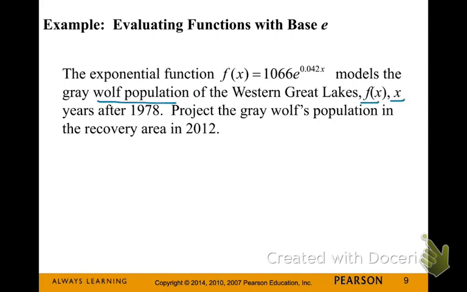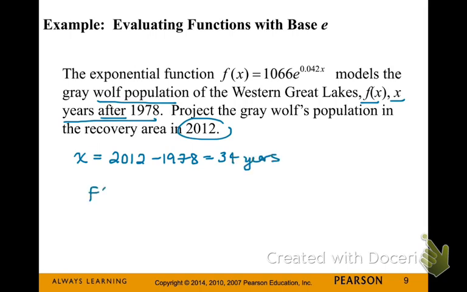Well, notice in this case that we know that f of x is the wolf population and x is years after 1978. And so if we're trying to project the population in 2012, we need to find out how many years are between 1978 and 2012. So if we do that subtraction, we're going to get 34 years. So this is the x value we're going to plug into our function.